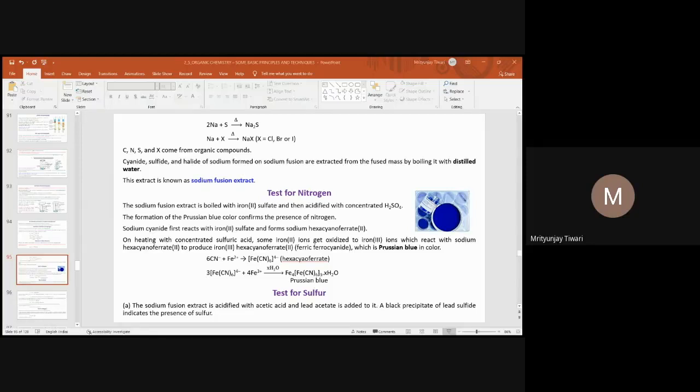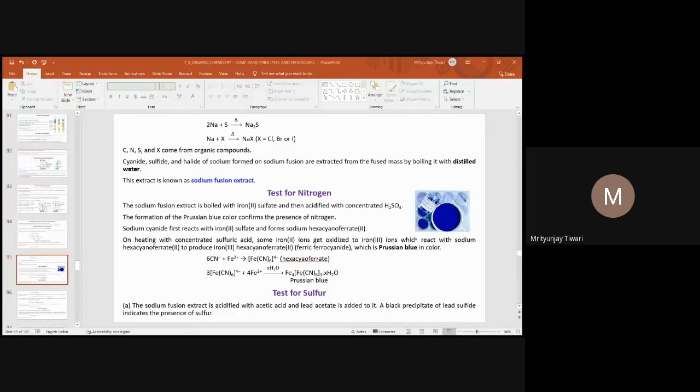Now let us look into the test of sulfur. Up to here, the formation of the sodium fusion extract we have already seen. So sodium sulfide is already there in the sodium fusion extract. We can use two different methods to test for the presence of sulfur, or the presence of sulfide, in the sodium fusion extract that we have just prepared.